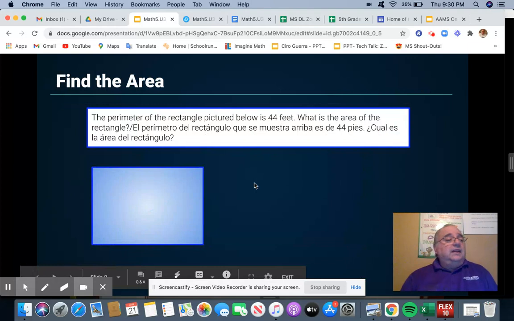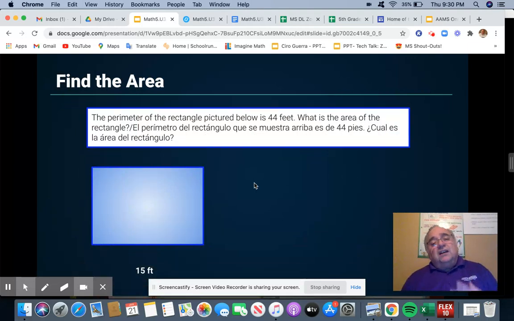Hey, we're going to get started. I'm going to do this problem, but I'm going to need your help. So I'll be asking you some questions during this. So we have the perimeter of a rectangle pictured below is 44 feet. What is the area of the rectangle? So we have to find out what the area is. Now, this is a multi-step word problem.